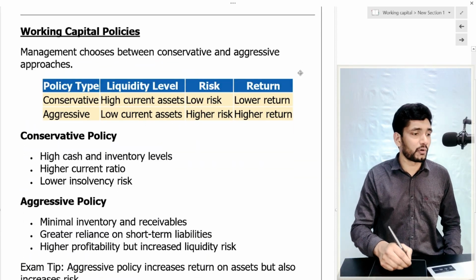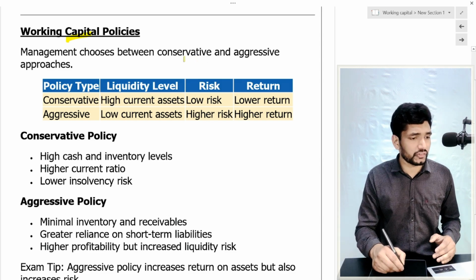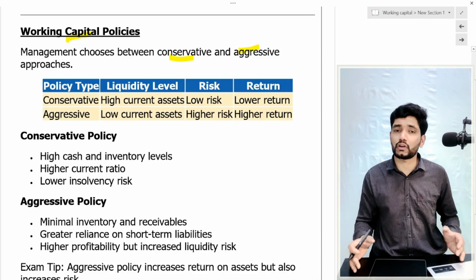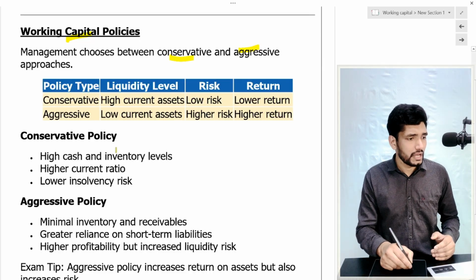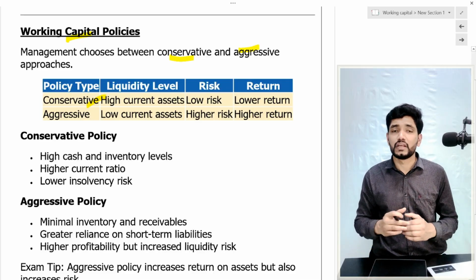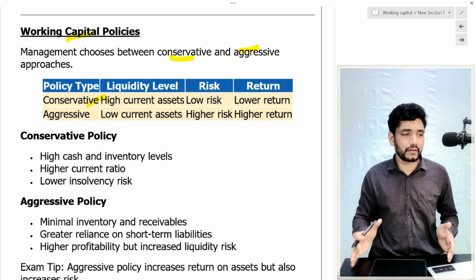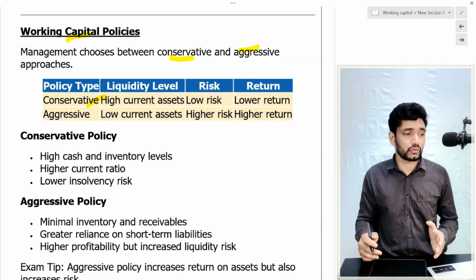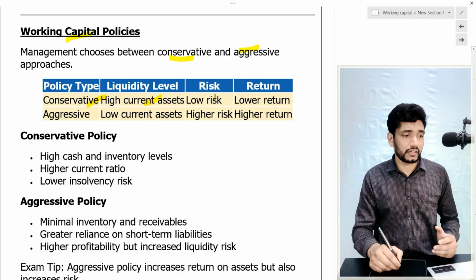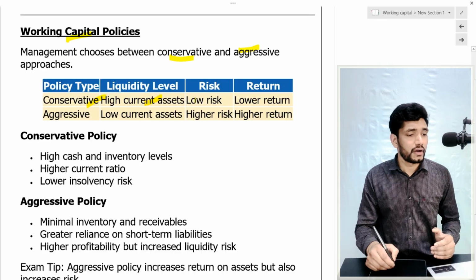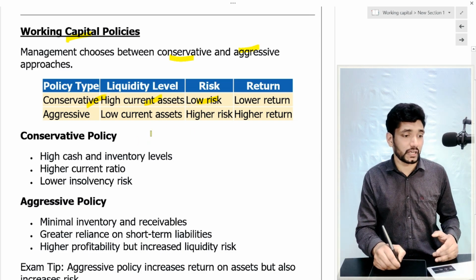Then working capital policies. There are two types of working capital policies. The first one is conservative, then the aggressive working capital policies, or what we can also call working capital approaches. In the conservative working capital policy, the company invests heavily in working capital. The company doesn't want to compromise on liquidity, so they invest more into working capital. So definitely the current assets are high. The risk of liquidity will be very low, but the return will be lower because the company has invested more money into working capital.